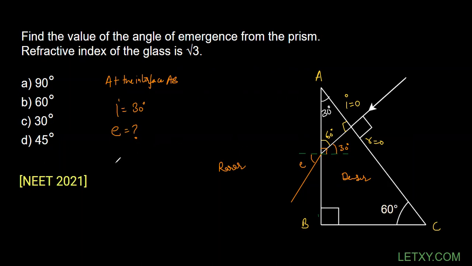Here, I need to tell you what we are calculating: refractive index. What is the refractive index of the glass prism? They have already given it. So let me write it. Mu is equal to √3. And what is the refractive index of air? You all know that this is 1, right?